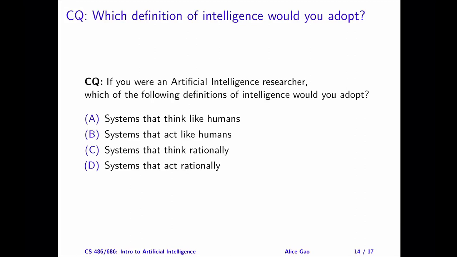First, I have a question for you. If you were an artificial intelligence researcher, which of the four definitions would you use and why? This question does not have a correct answer. As I mentioned, all the definitions are valid, and researchers have studied all four definitions in the past. The purpose of this question is to let you think about the four definitions critically. Pause the video, prepare your answer and your justifications, then keep watching.